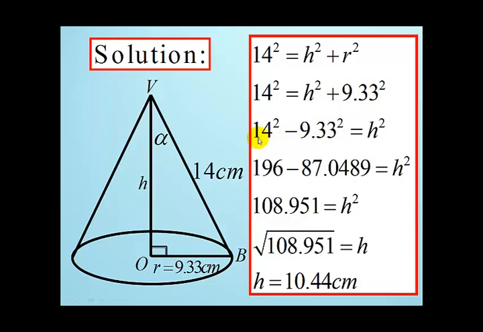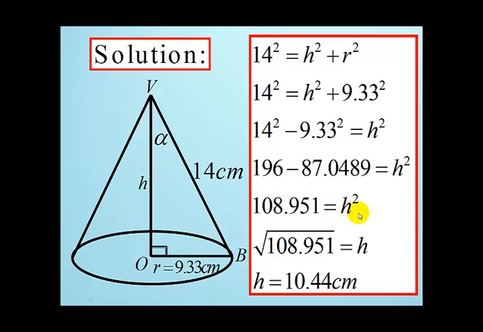Now 14 squared is equal to 196, minus 9.33 squared, which will be equal to 87.0489, and this is equal to h squared. Now when we subtract 87.0489 from 196, the result is 108.951, and this is equal to h squared.